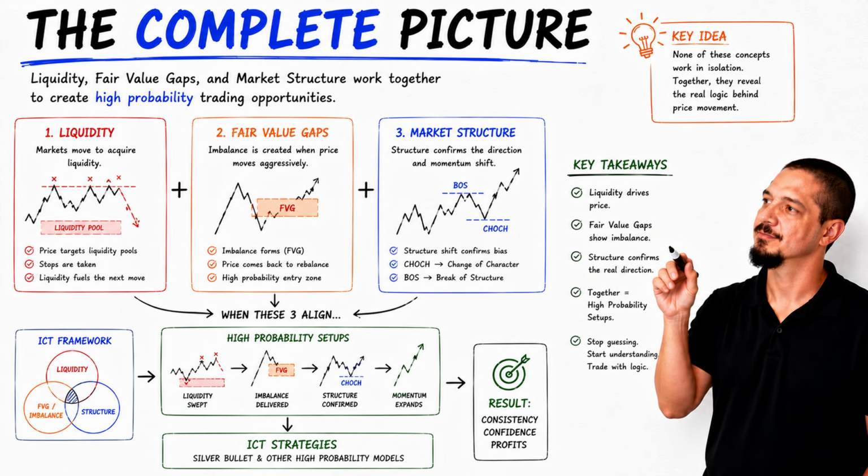To wrap up, throughout this video, you have seen how liquidity drives price, how fair value gaps reveal imbalance, and how market structure confirms when momentum truly shifts. None of these concepts work in isolation. Together, they form the foundation behind ICT strategies like the Silver Bullet and many other high-probability trading models. Once you understand how liquidity is swept, how imbalance is delivered, and how structure confirms direction, you stop blindly memorizing patterns and start understanding the real logic behind price movement.